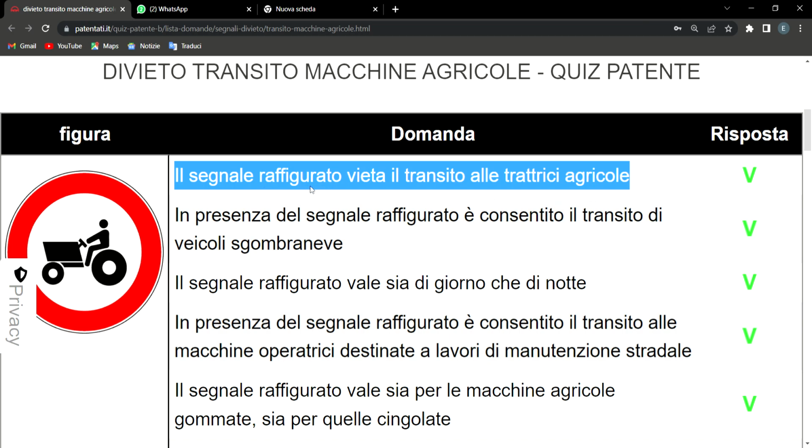It says this very sign that is referred to here forbids the transit of agricultural tractors. When we are talking about tractors, it is also one of the machineries used for agriculture. And do not forget, the sign implies prohibition of any vehicles or machines that concern agriculture. The question says that this very sign forbids the transit of tractors, and it is vero. This is the reason why this one is vero, is true. Whenever you see this sign, tractors are not permitted to transit. Take note of that.